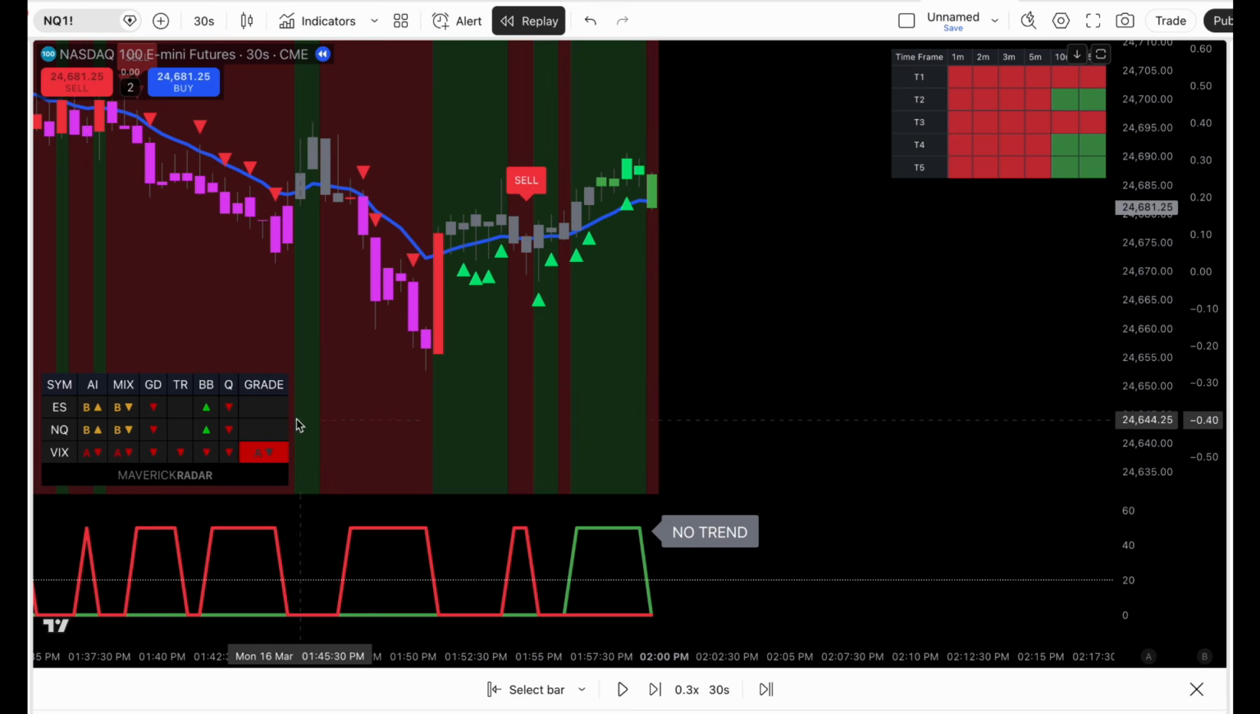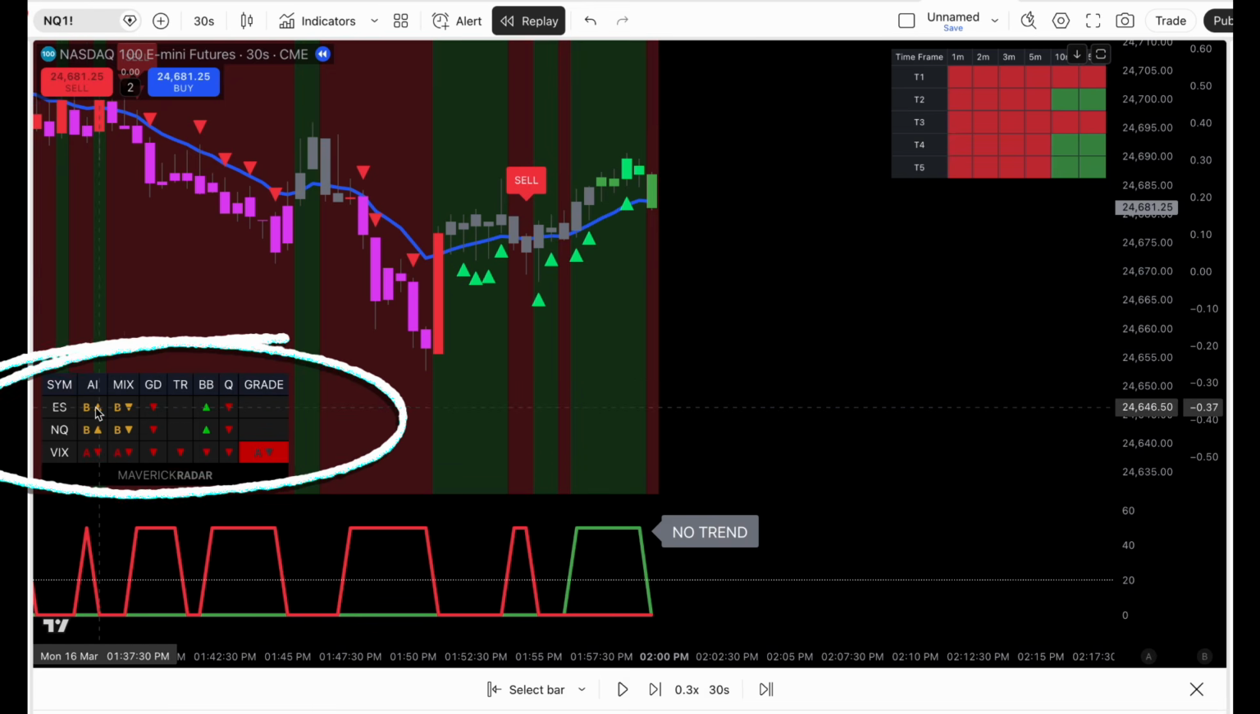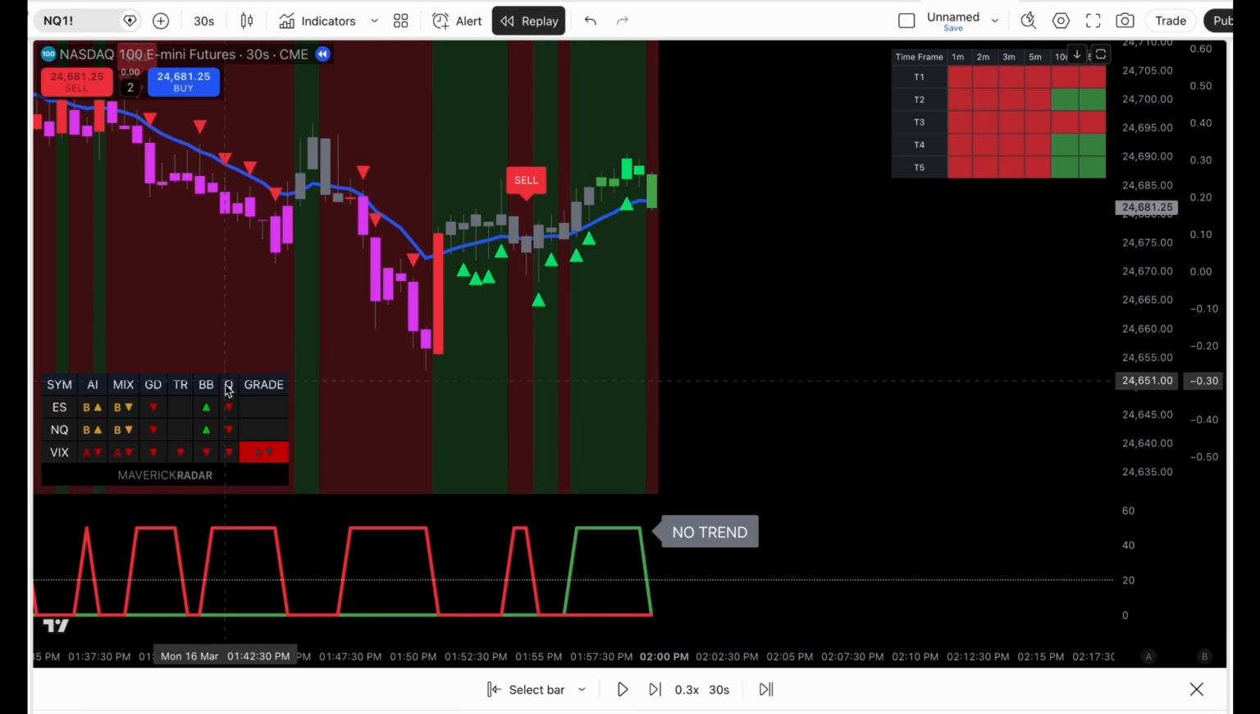So what the Maverick Radar is doing, the ultimate trading assistant, is looking at each one of these elements I just walked you through, except for this Q. This Q is a very, very complex formula we built in here to keep you guys on the right side of the tracks, okay? But what it's doing is looking at our entire checklist of everything we're looking for from our Maverick indicators, and it's grading that setup. Right now you have no setup on ES, you have no setup on NQ, and the VIX has a down A+ setup.